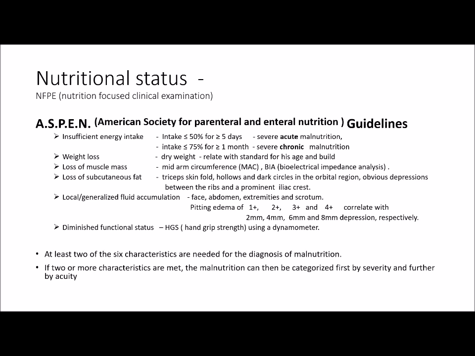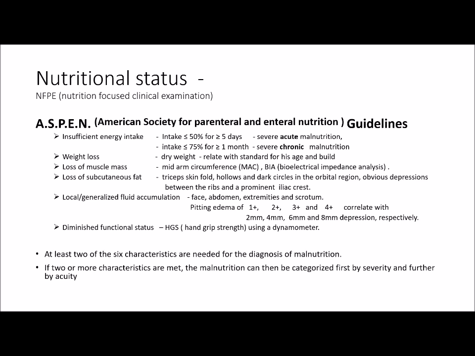Then the localized and generalized fluid accumulation. These patients have a tendency for developing edema. Edema all over. It can go even up to generalized anasarca. It develops on the face, the abdomen, the extremities, the scrotum. You can see them, right? You have seen these patients with poor nutritional status. And the pitting 1+, 2+, 3+, 4+ is basically graded on how much degree of pitting is possible over the tibia. If you have 2 millimeters, it's 1+. Similarly, 4 millimeters, 6, 8 millimeters, it goes right up to 4+. So you measure the depression amount, and that gives you the range of characterizing or classifying the fluid accumulation right from 1+ to 4+, right?